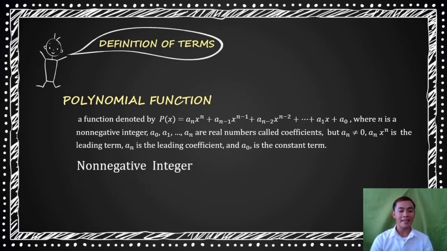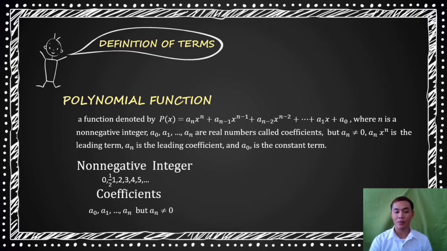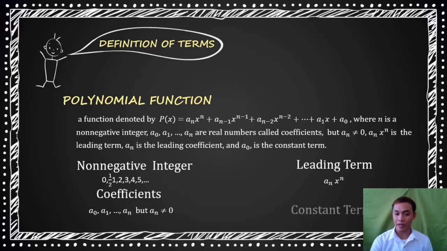The non-negative integers are 0, 1, 2, 3, 4, 5, and so on and so forth. Make sure that the integer is not negative. Coefficients are the a sub 0, a sub 1, up to a sub n. But take note that a sub n should not be equal to 0. The leading term here is a sub n x raised to n, and the constant term here is a sub 0.